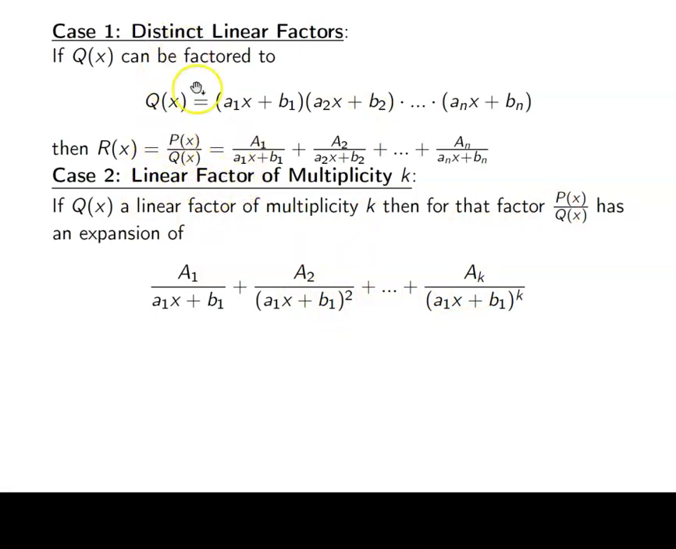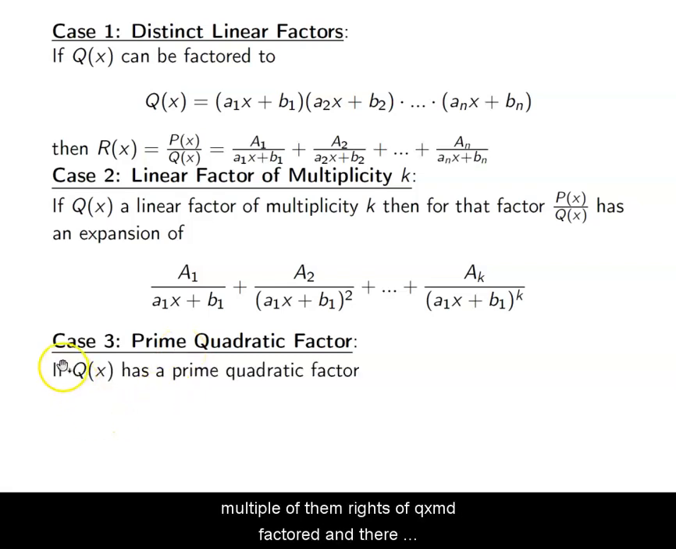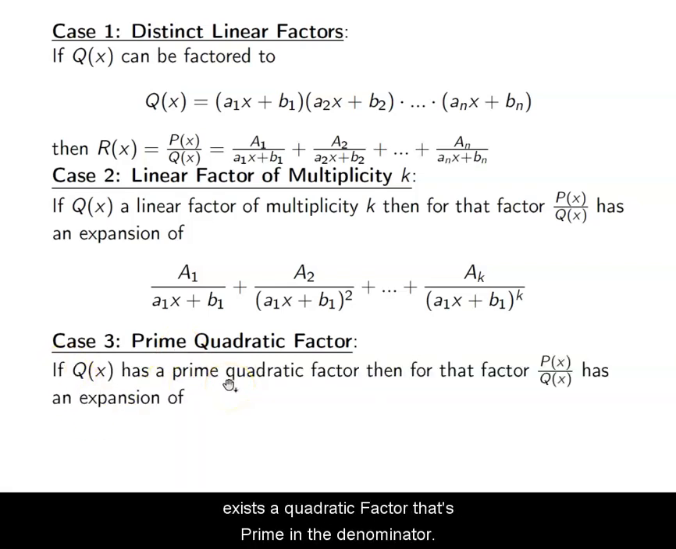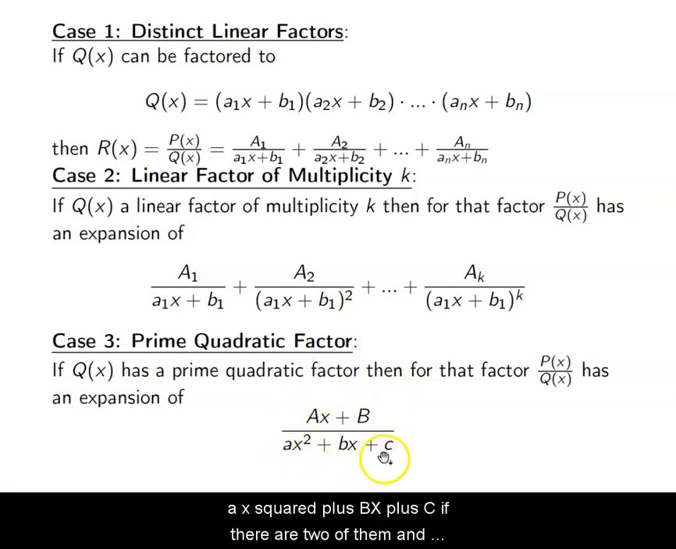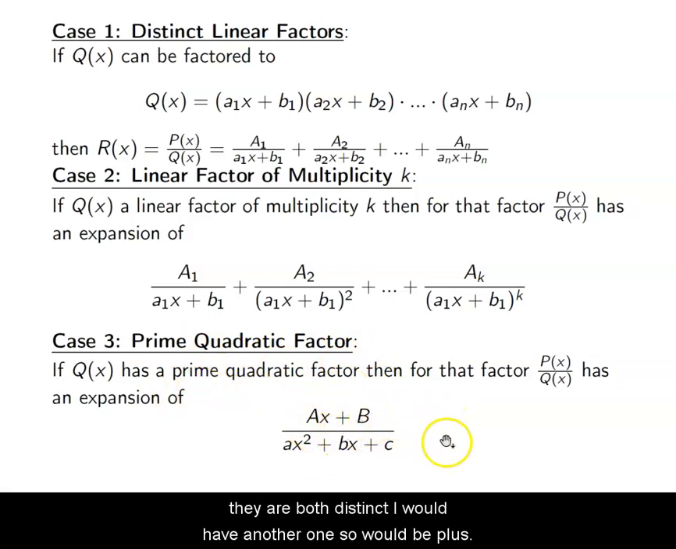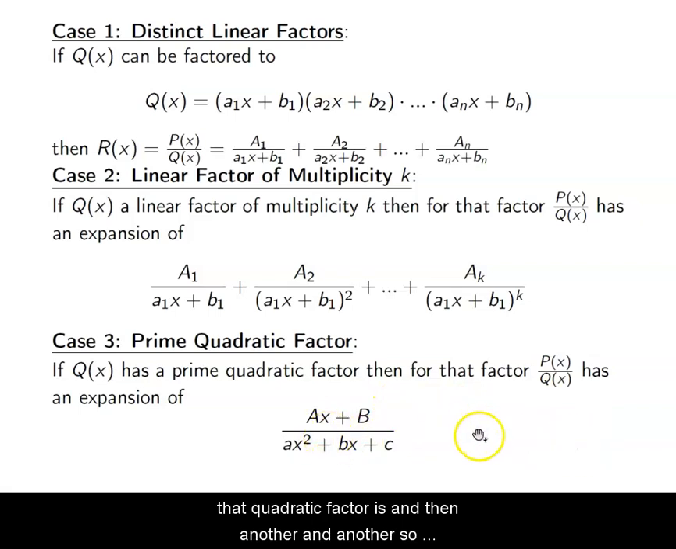So these two cases really just repeat themselves for case 3 and case 4 when we have quadratic factors. Case 3 is that you have a prime quadratic factor or multiple of them, right? So if q of x can be factored and there exists a quadratic factor that's prime in the denominator, then for that factor, you write it as ax plus b over ax squared plus bx plus c. If there are 2 of them and they are both distinct, I would have another one, so it would be plus dx plus e, because I can't use these same values, so dx plus e over whatever that quadratic factor is, and then another and another.